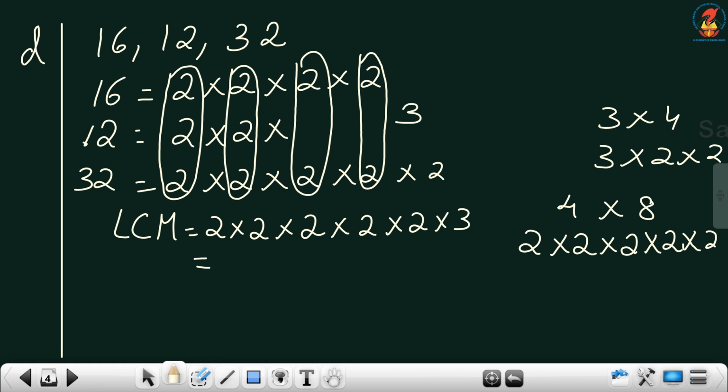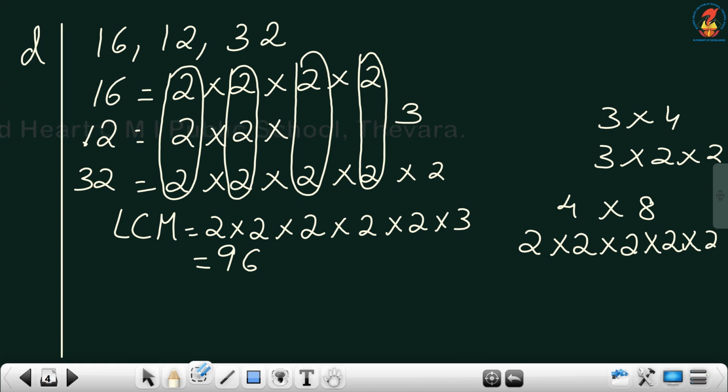Already there are 5 twos over here, so that is 32. We have already found out, see, 32. Then 32 into 3 will give you 96. Multiply and say, 32 into 3, 6, 96. Okay.